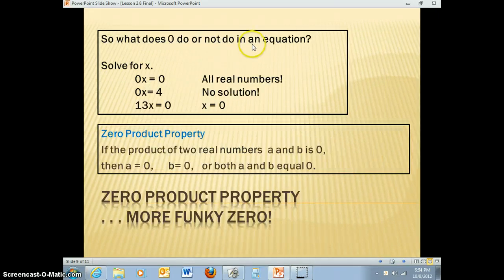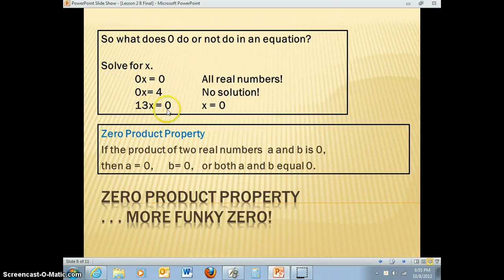All right, so what does 0 do or not do? Well, let's look at this equation. 0 times a number equals 0. Hey, all numbers work in this situation with 0. What if I put just 0 here and I have a number over here? Nothing's working there. Okay, so this works if it gives me 0, but it won't give me a real number. All right, well, how about this one?